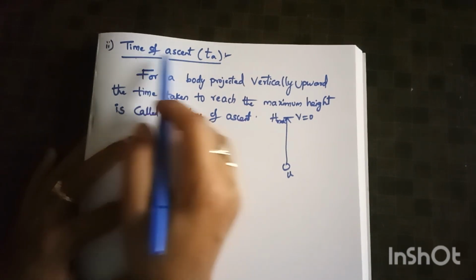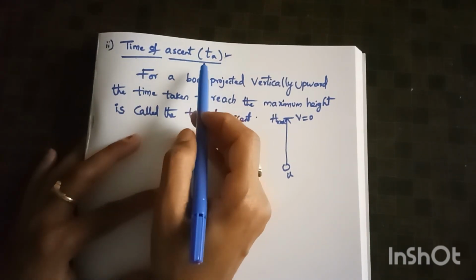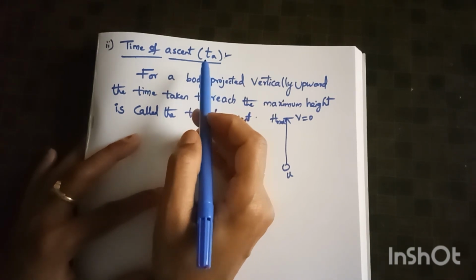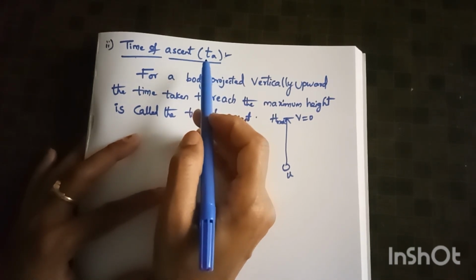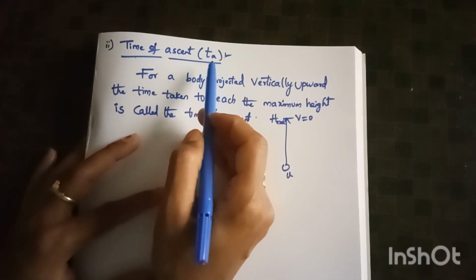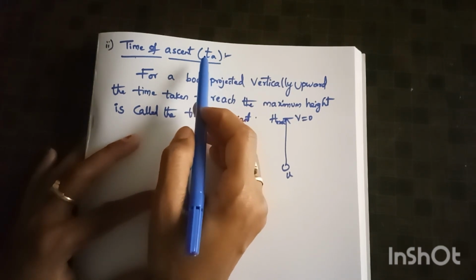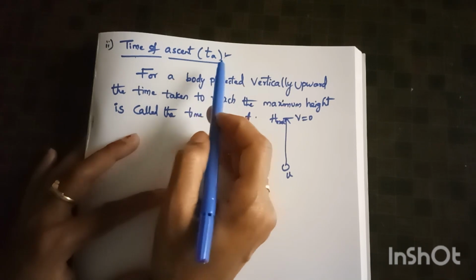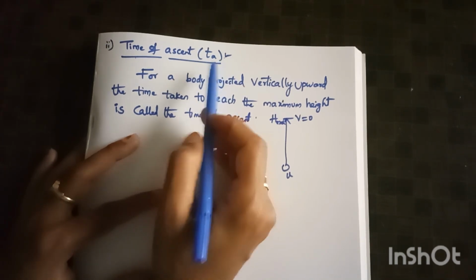So, time of ascent. Time of ascent is denoted by Ta. This is one of the important motion parameters when an object is vertically projected upward. First we discussed maximum height, and the next parameter is time of ascent. It is denoted by T suffix A. Small t represents time, A represents ascent.